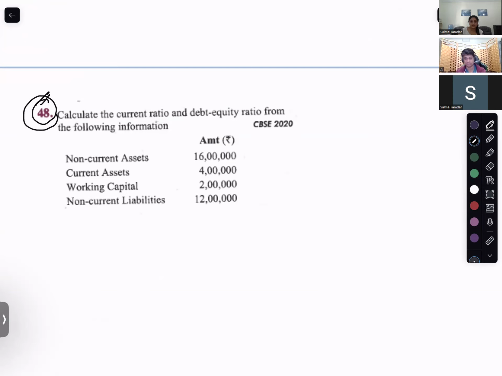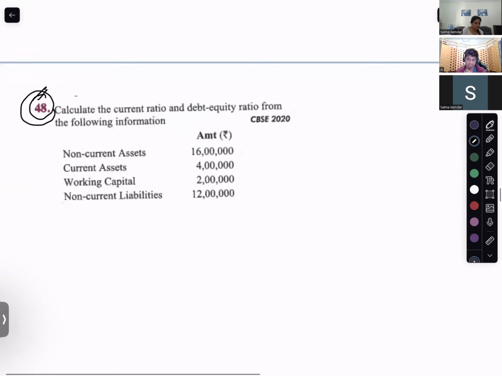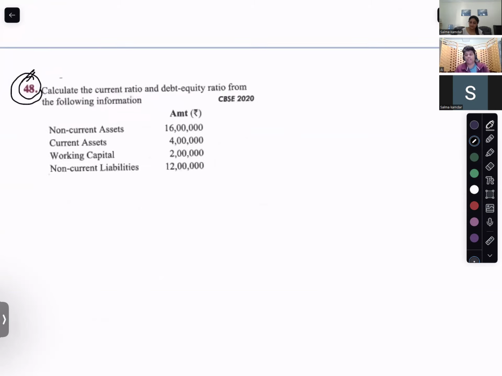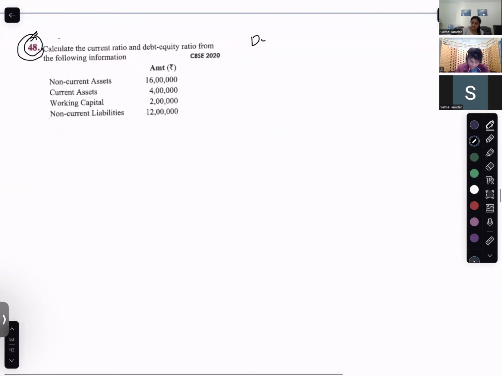Let's do the next question. Debt to equity ratio. What is the formula for debt to equity ratio? Can you tell me? Debt divided by equity. So debt divided by equity.